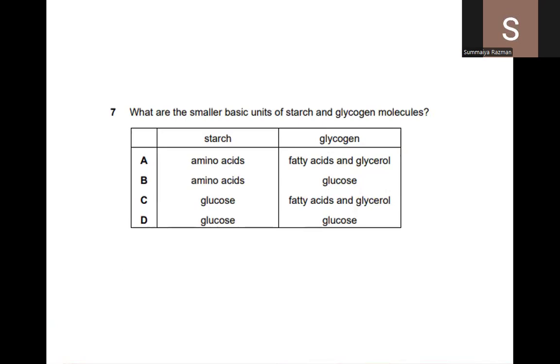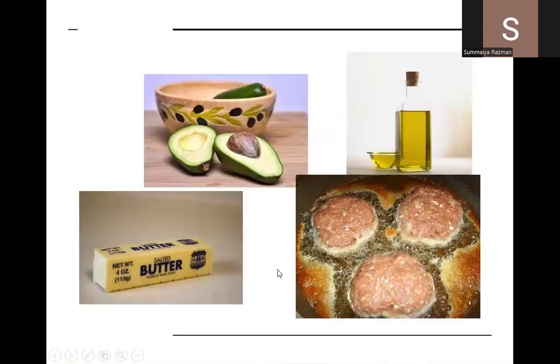Let's try one question on this. What is the smallest basic unit of starch and glycogen molecules? Your answer to this should be D, because remember, starch and glycogen are made up of glucose.